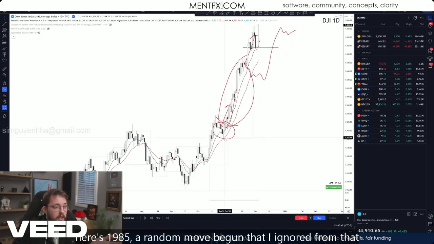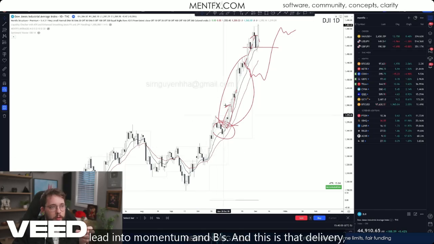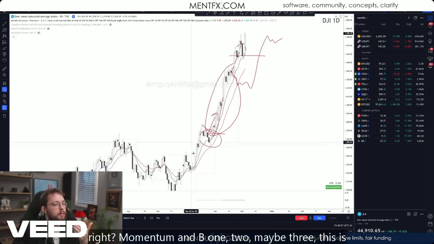But here's 1985, a random move begun that I ignored from that weekly. The weekly started a push. I told you it would now lead into momentum MBs. And this is that delivery, right? Momentum MB 1, 2, maybe 3. This is probably the fourth.